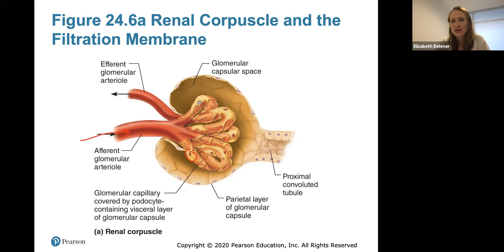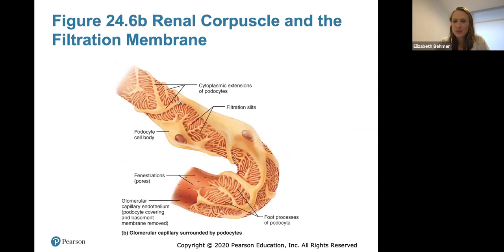substances to pass through. So the filtrate will come out of the glomerular capillaries and be captured in the capsular space, and then the filtrate will travel through the proximal convoluted tubule, and the blood that's been filtered will leave the glomerulus out of the efferent glomerular arteriole. So here's a more zoomed in look at these podocytes, with their foot processes creating these filtration slits that provide spaces for substances to pass through.